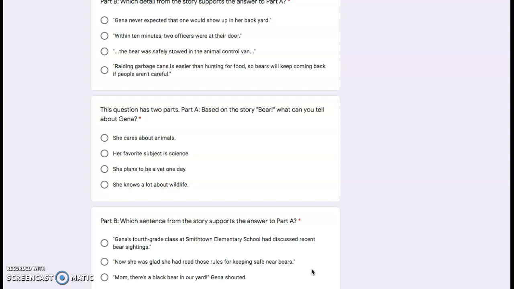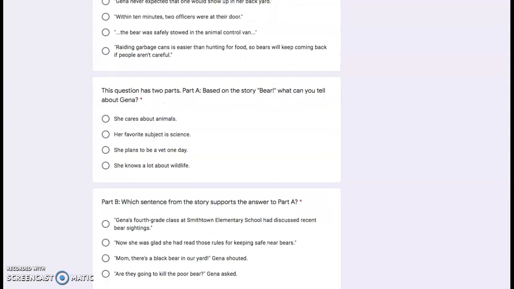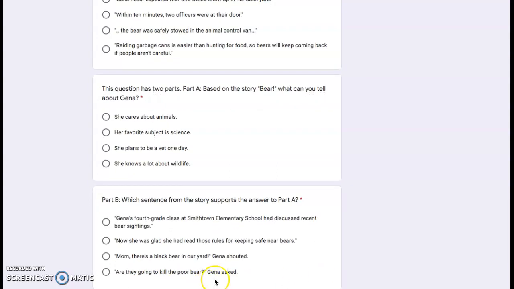If I look at that, the clear answer here would be A, because Gina says things in the story that show she cares about animals, even though she's afraid of the bear. In part B, which sentence from the story supports the answer to A? You're looking for one that goes with the fact that she cares about animals. The best answer here is D: are they going to kill the poor bear? Jenna asked. The other ones don't have anything to do with her being nice about animals.